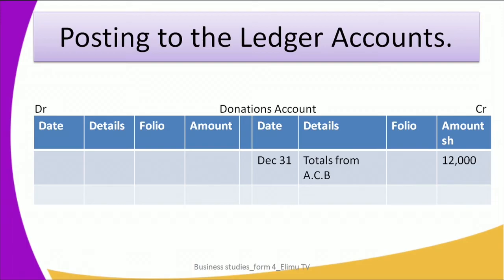We are crediting. Why? Remember, I told you that an increase in revenue is credited, while a decrease in revenue is debited. So that is why we are crediting the donations account. Like the next one, the subscriptions account, it is also credited with 5,000, and that is the totals from the analysis cash book.